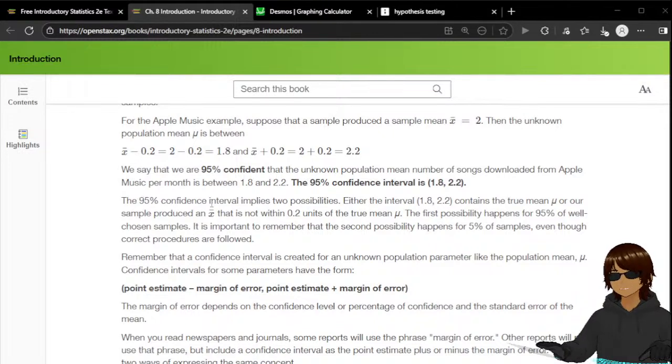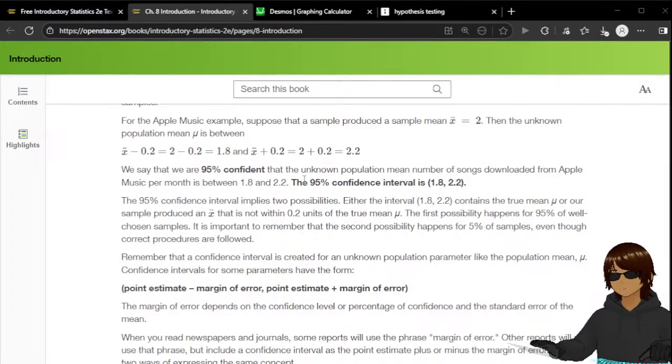The 95% confidence interval implies two possibilities. Either the interval contains the true mean mu, or our sample produced an x bar that is not within 0.2 of the true mean mu. The first possibility happens 95% of the time for well-chosen samples. It is important to remember that the second possibility happens for 5% of the samples, even though correct procedures are followed.